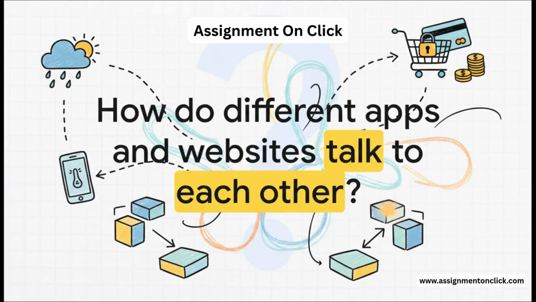So, let me ask you something. Ever wonder how your weather app actually knows the forecast? Or how an e-commerce site can instantly check with your bank to process a payment? I mean, these are all totally separate systems, right? So how in the world do they talk to each other?